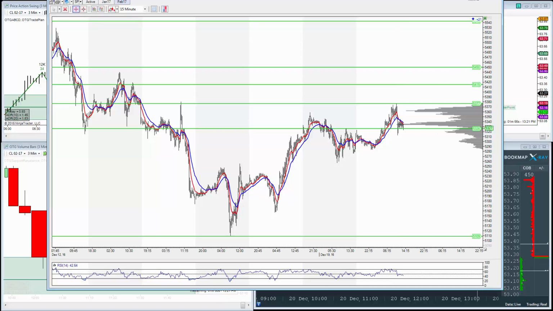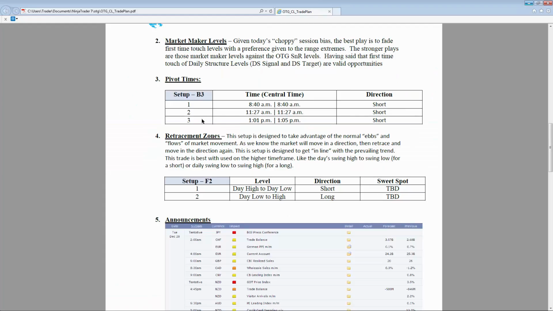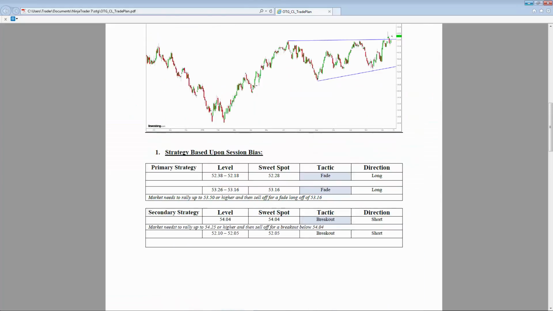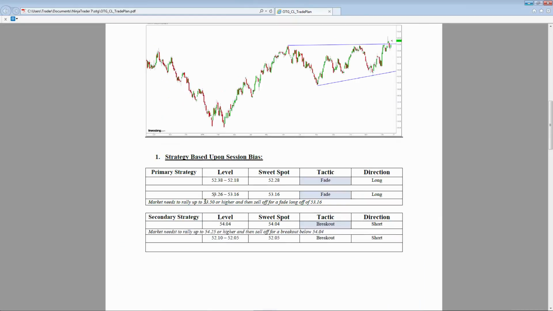Remember, we talked about on the trade plan that the market needed to rally up to 53.50 or higher. That was 53.77 that you just saw. And we would be looking for a fade long at the sweet spot at 53.16.